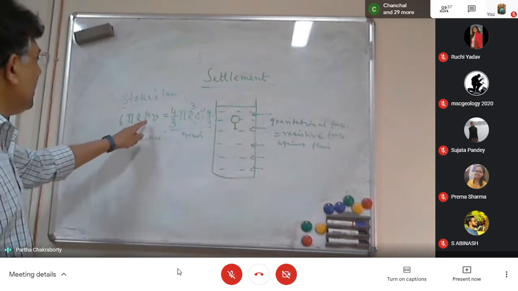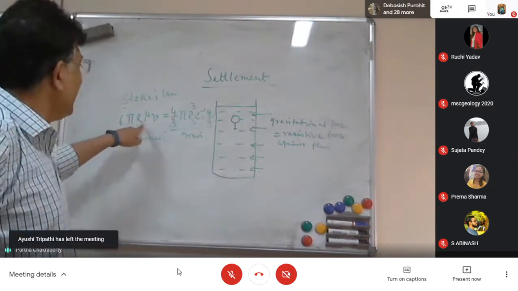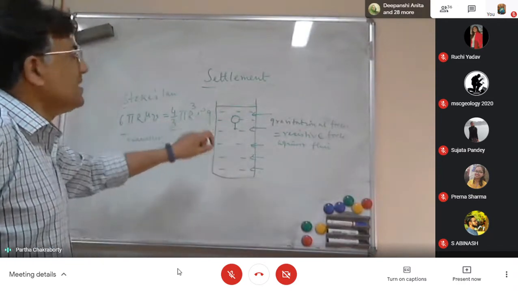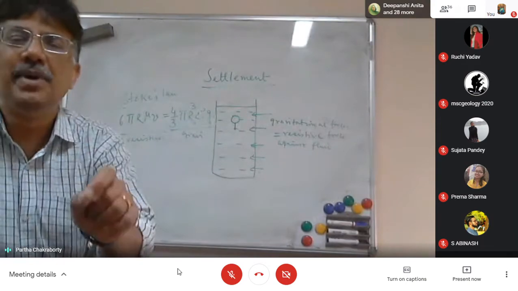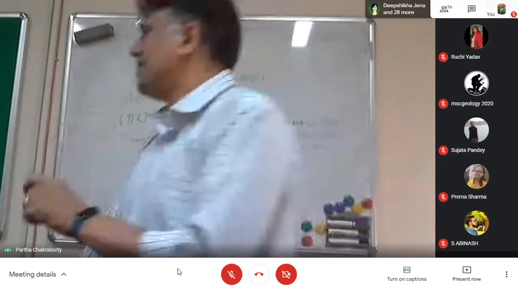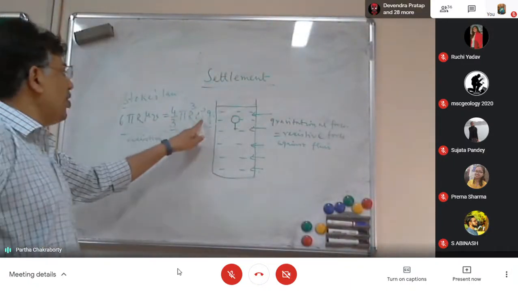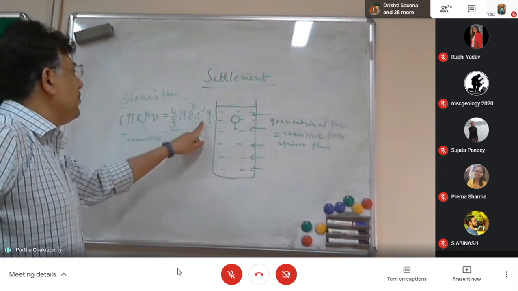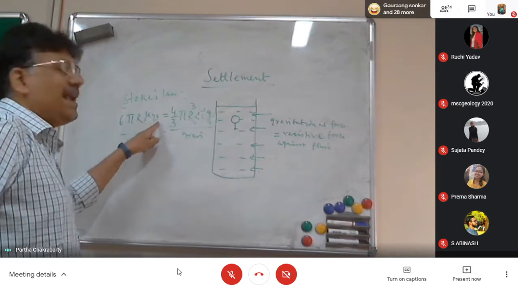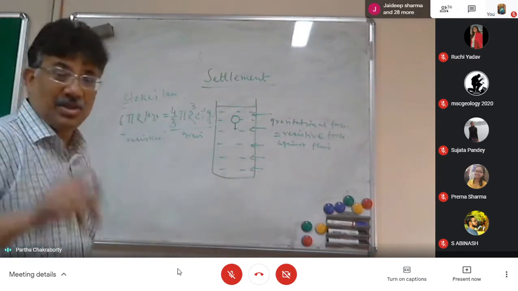In 6 pi r mu v, mu is the viscosity, r is the radius of the grain, v is the velocity of the grain. Del rho is the density difference between the grain and the fluid. g is acceleration due to gravity. V is the velocity of settlement.